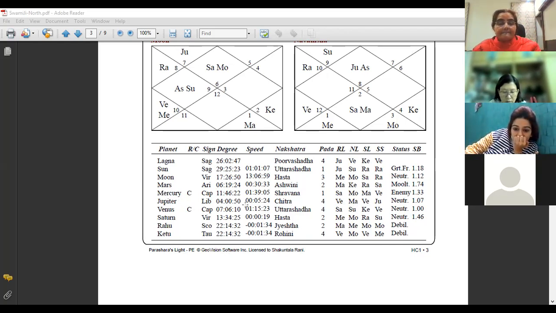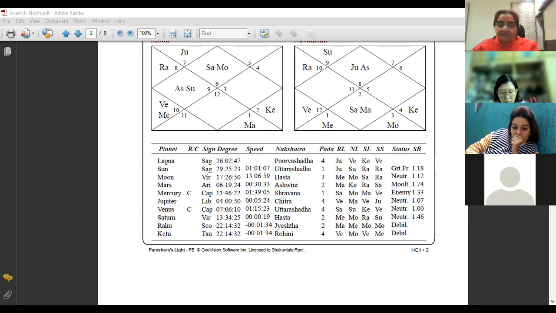Ma'am, what is the full form of this SL? This is Sublord, the sublord of the nakshatra, which they use in KP. I don't know KP. Okay, don't use KP. The KP system is a different system of astrology. Astrology has several branches. And this is the sublord; you consider this also. I just wanted you to know how to check. Then Jupiter is in Chitra Nakshatra, which is owned by Mars.